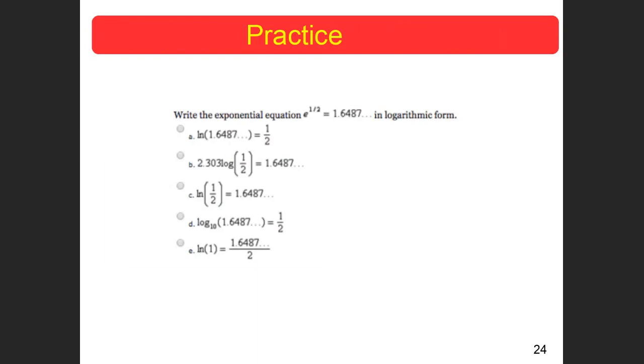Then this problem says write the exponential equation e to the 1/2 equals 1.6487 as a logarithmic function. So I'm going to rewrite this as log base e of 1.6487 is equal to 1/2. Well, log base e is natural log, so natural log of 1.6487 is equal to 1/2. Let's see if that is up there. Natural log, looks like letter A.